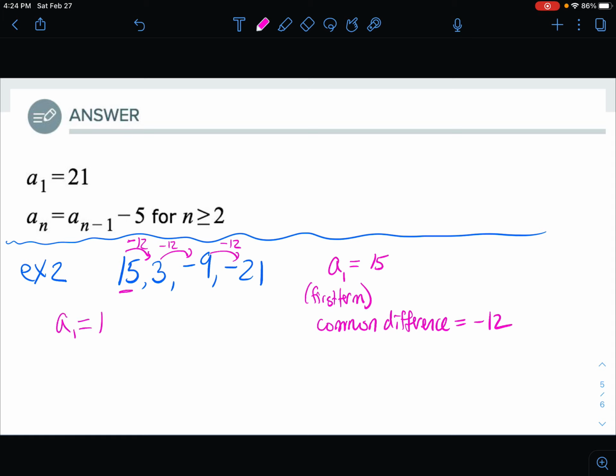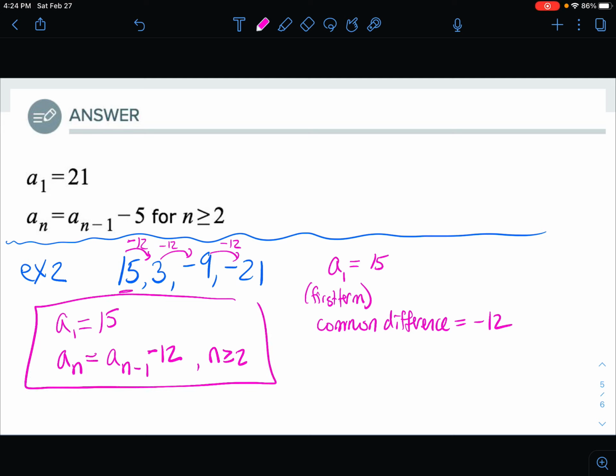So here's what I'm going to type in for my answer. I'm going to say the first term is 15. Then we're going to say the nth term is the term before it, take away 12, where n is greater than or equal to 2. So this is what you will type in as your answer for the question.